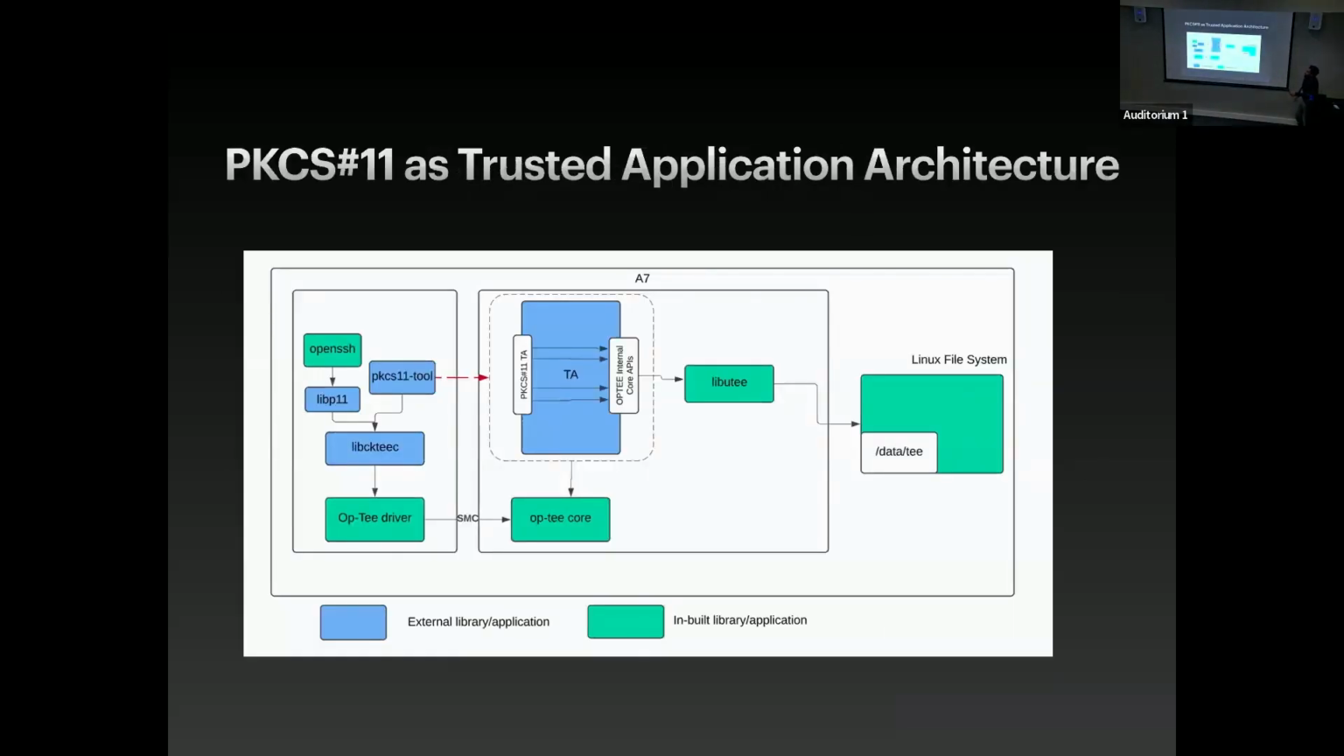This diagram illustrates PKCS11 and how it's used as a trusted application itself in this particular device. On the left-hand side block is your rich execution environment, where you have Linux running. On the right side, you have your OP-TEE running, and both of them are running on the same ARM A7 processor. On the left-hand side, you have your client application like OpenSSL or the PKCS11 tool. They are your command line utilities to talk to your trusted application.